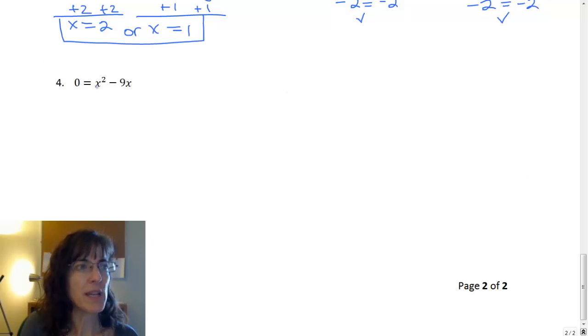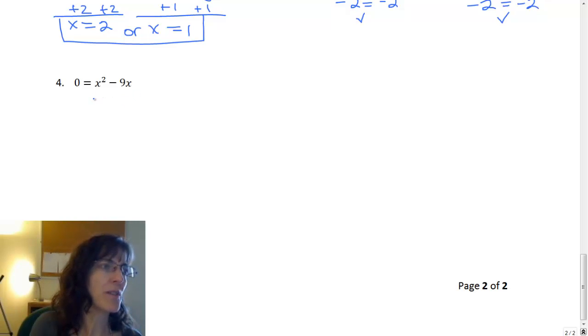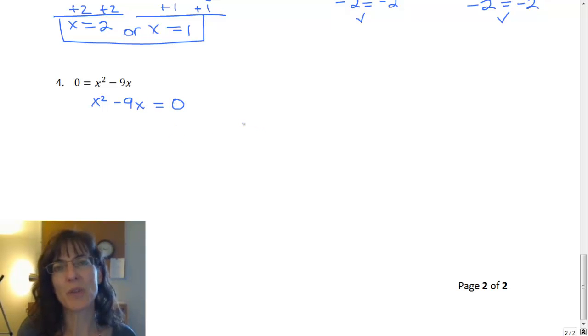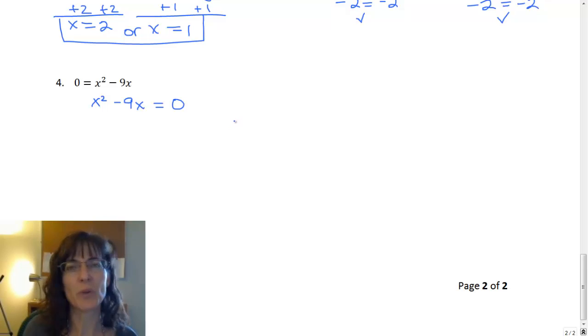0 equals x squared minus 9x. Well, this one is solved for 0, which is great, but it's kind of on the opposite side from what I'm used to. So I want to just move it, just to start with. I'll just move the equal 0 to the right. Those are completely equivalent, but it looks more normal for you, so we'll go ahead and do that.